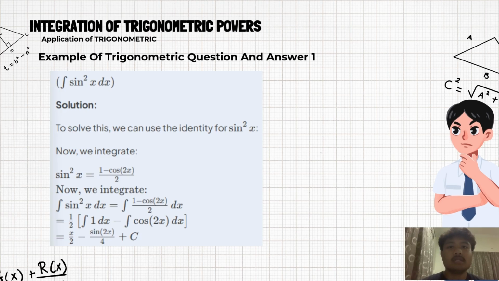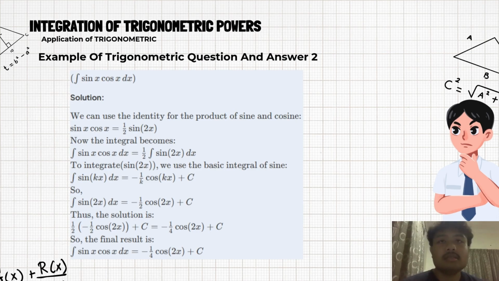So after that we can integrate sine squared x dx equal to the integral of 1 minus cos 2x over 2 dx, equal to 1 over 2 times the integral of 1 dx minus the integral of cos 2x dx, and lastly x over 2 minus sine 2x over 4 plus c.